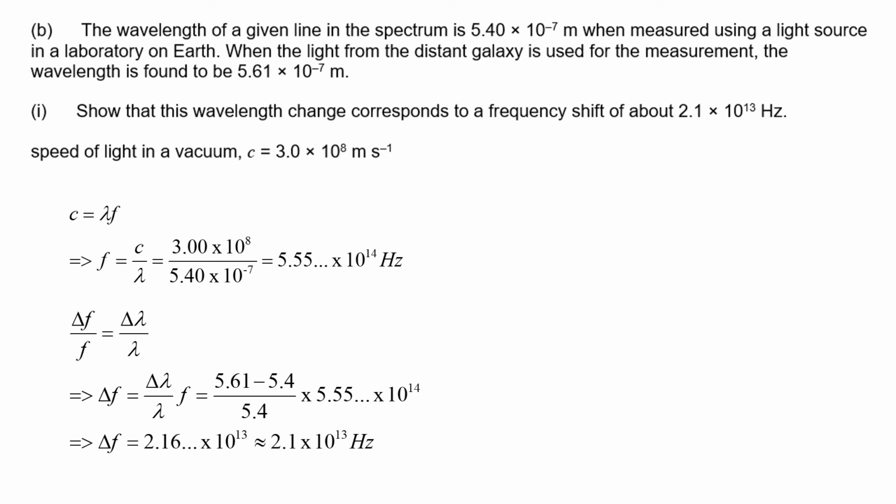The times 10 to the minus 7s cancel out, which is why you don't see them. Times it by the frequency, and that gives us what the change in frequency is, which you can see is roughly 2.1 times 10 to the 13 Hertz.